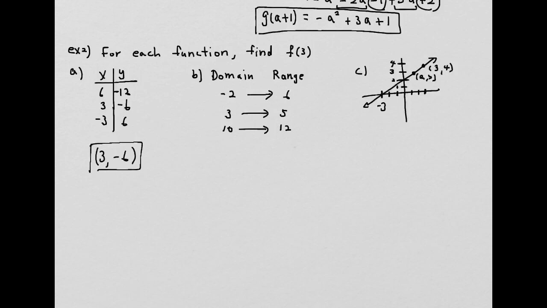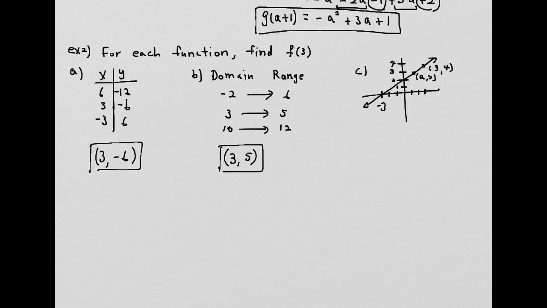So your domain is negative 2, 3, 10, and your range is 6, 5, 12. And they're asking you to find the y value when x is 3. So x is your domain. Domain 3 is right here. Your y value, the range, is 5. So your solution is when x is 3, y will be 5.